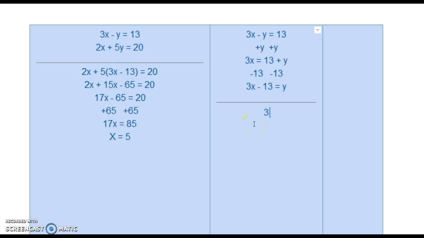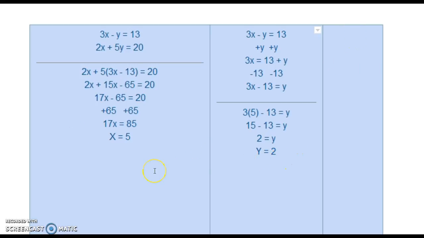So we'll have 3 parentheses 5 minus 13 equals y. So we have this nice little expression here. We can simplify it by first multiplying this 3 and this 5. That will get us 15 minus 13 is equal to y. And 15 minus 13, that's just going to get us 2. So 2 equals y, or if we write this variable first, which is what I expect in your work, y equals 2.